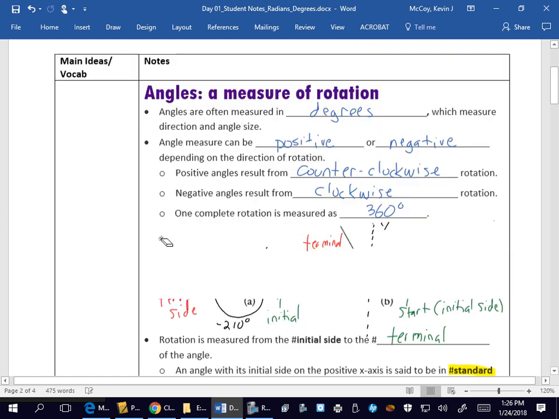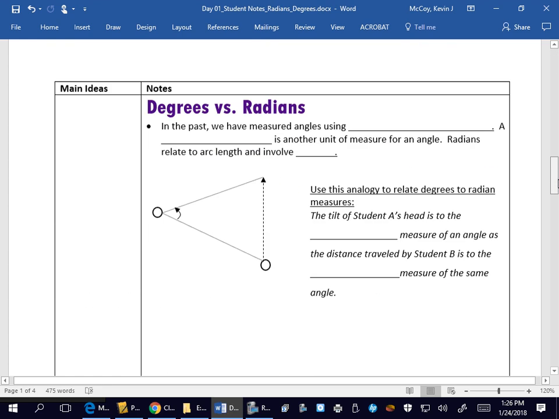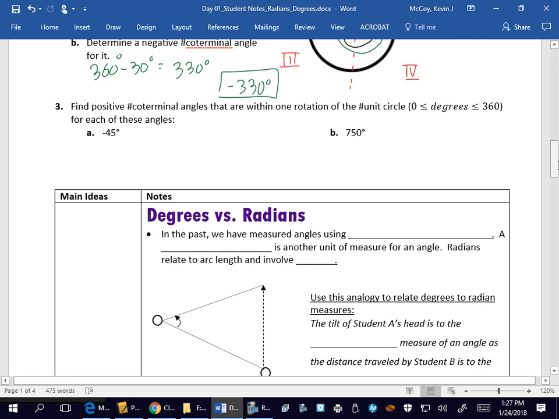In order for me to get from negative 45 into the positive rotation, I have to add 360 degrees to get right back to exactly the same place. And that's going to be the same with everything. If I want to get to a coterminal angle from a given angle, all you have to do is add or subtract 360 degrees every single time.